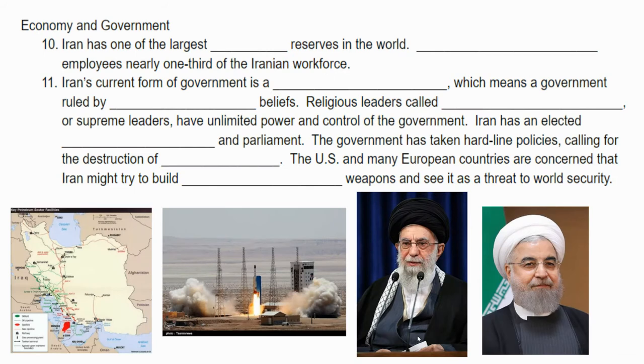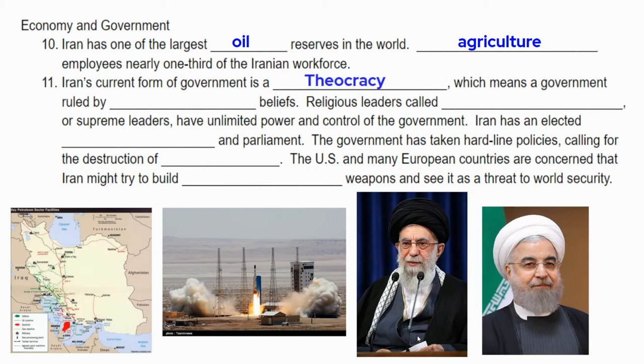Government and economics. Iran has one of the largest oil reserves in the world. Agriculture employs nearly a third of the Iranian workforce. But because of some political things, these two economic resources have sometimes been not fully utilized because of sanctions and things like that that other governments have put on Iran because of some of their actions, like the use of nuclear weapons and testing of that.